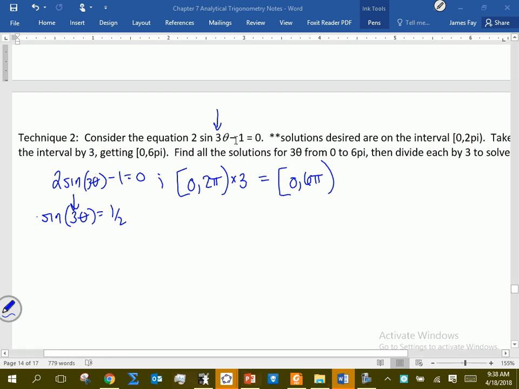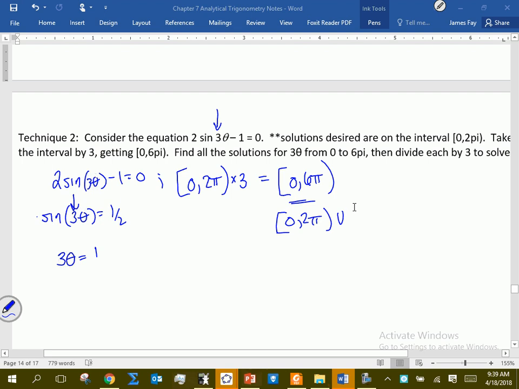All right, so now it says find all solutions for sine of 3 theta from 0 to 6 pi. So we're going to be asking the question, okay, when does sine of 3 theta equal 1/2 from 0 to 6 pi? Basically what we're doing is saying, okay, 0 to 6 pi, is that 0 to 2 pi? I don't know if you would ever write it this way.